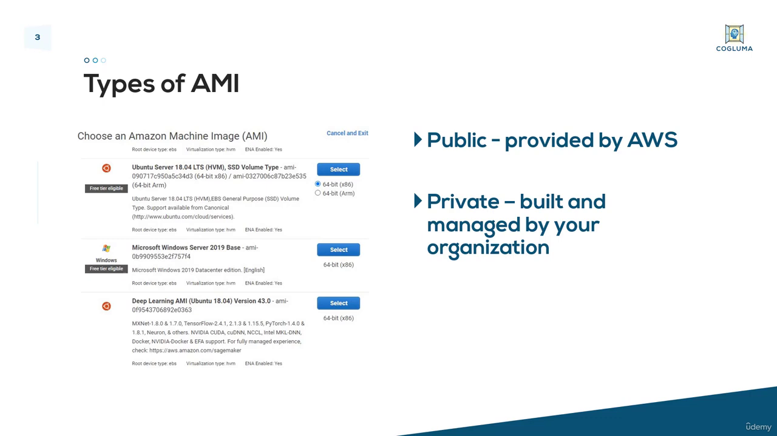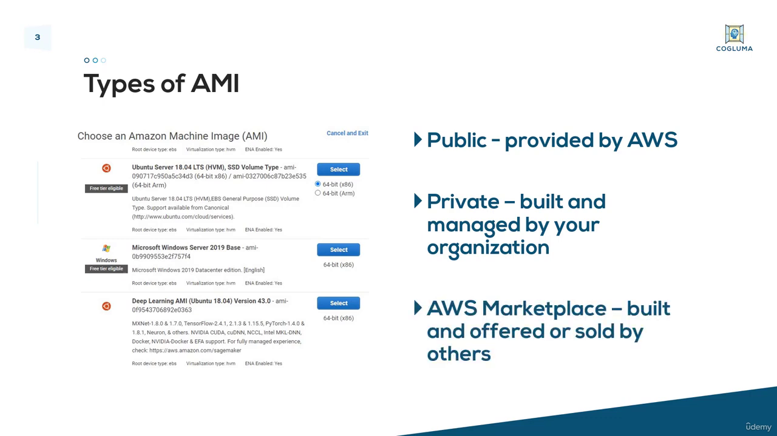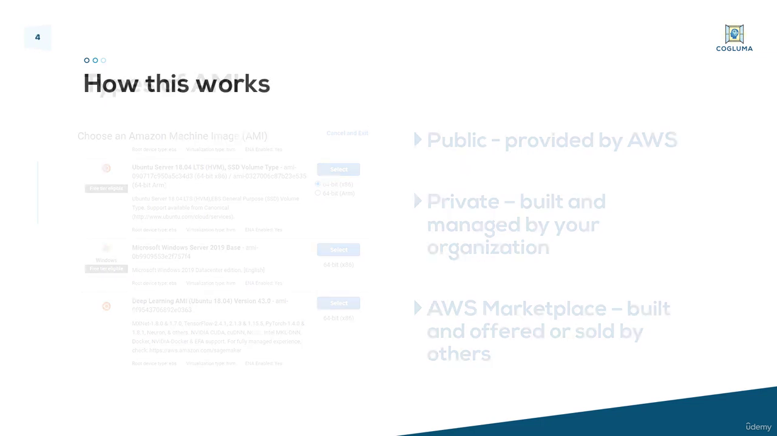In the next lesson, we're going to build our own private AMI, and the great thing about this is we can customize it for our organization and then deploy it over and over again. Then there's also AWS Marketplace. These are built and offered or sold by others, and a lot of times they'll have special configurations or packages, and so these are kind of specialized, and we'll take a quick look at these during our next lesson.